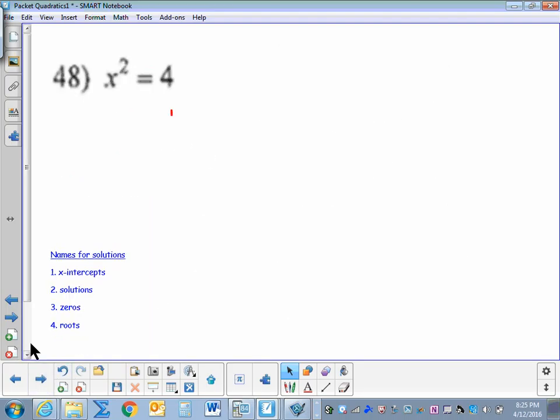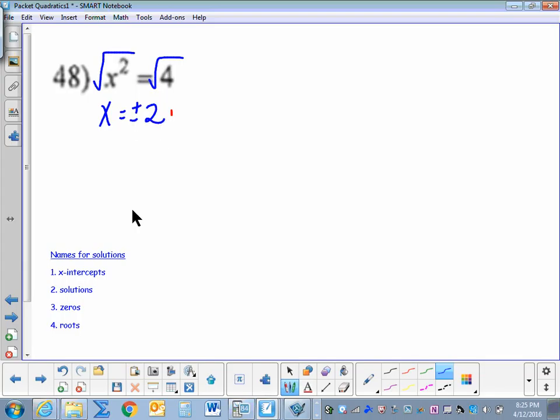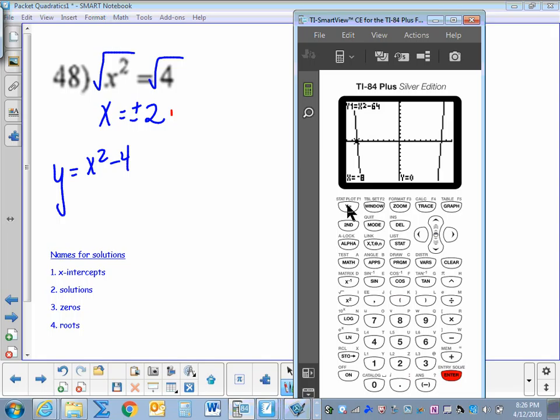Let's try 48. Again, we're just going to take the square root. X squared equals 4, so we know that x equals plus or minus 2. And we're going to type this in our calculator to verify. So we're going to type in x squared minus 4. And we're going to hit graph.